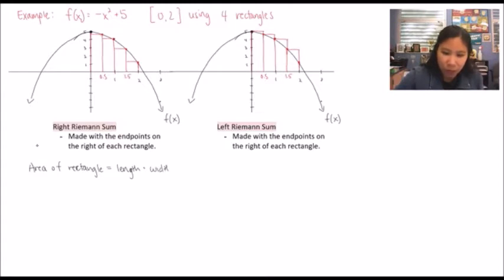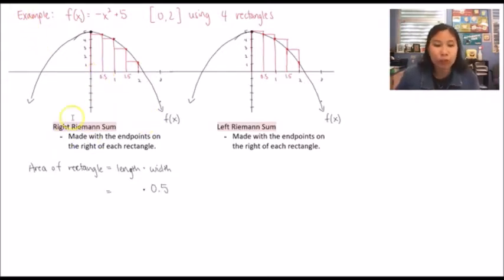So then we need to figure out for each rectangle, the width should be exactly the same because it's the same width all the way across, whether we do the right Riemann sum here or the left Riemann sum, because we are looking at an interval from 0 to 2 and using 4 rectangles, then the distance between it is 2. Splitting it into 4 sections means that each width for each rectangle is going to be half, or 0.5.